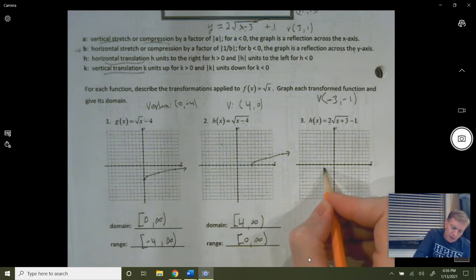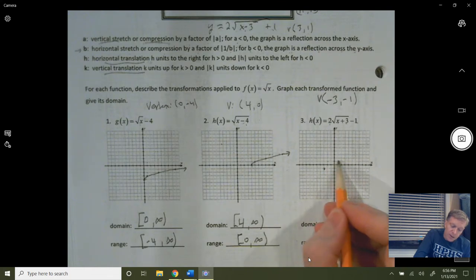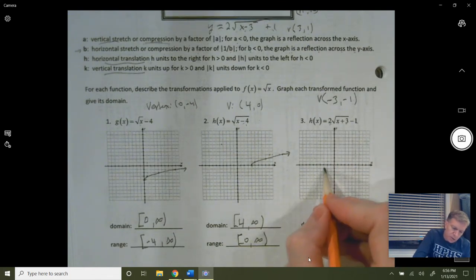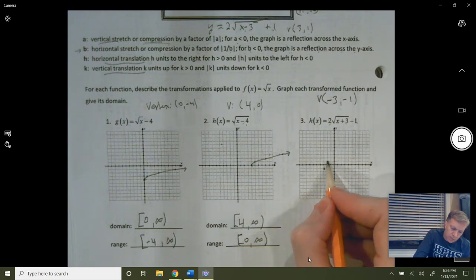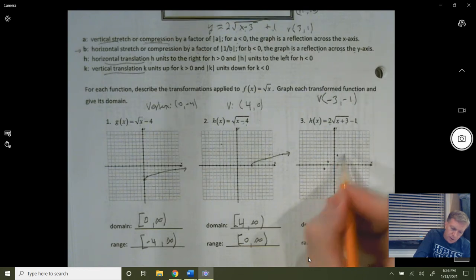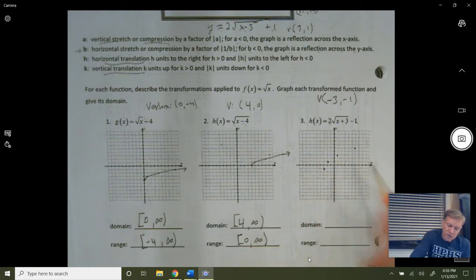Okay. Now, normally we go up 1 over 1, up 1 over 3, but we're going to go up twice as much as usual. So we're going to go up 2 over 1, up 2 over 3, up 2 over 5. Okay, so we've stretched this in the vertical direction.